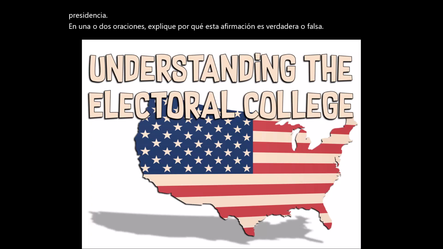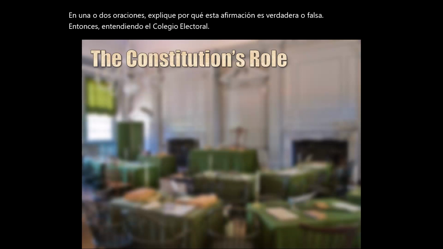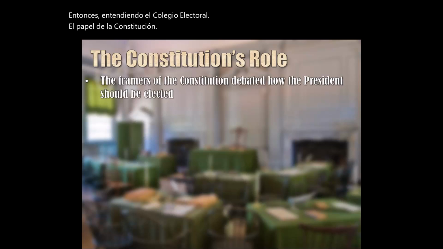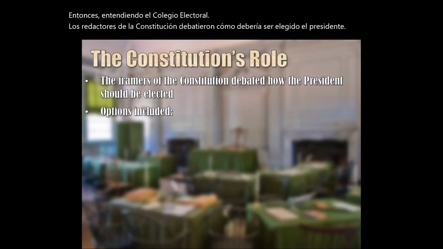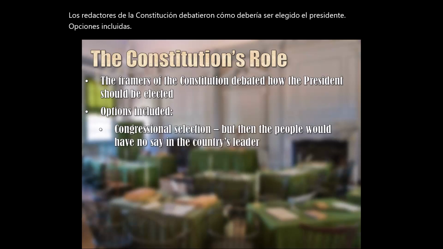So, understanding the Electoral College. The Constitution's role. The framers of the Constitution debated how the president should be elected. Options included congressional selection, but then people would have no say in their country's leader.